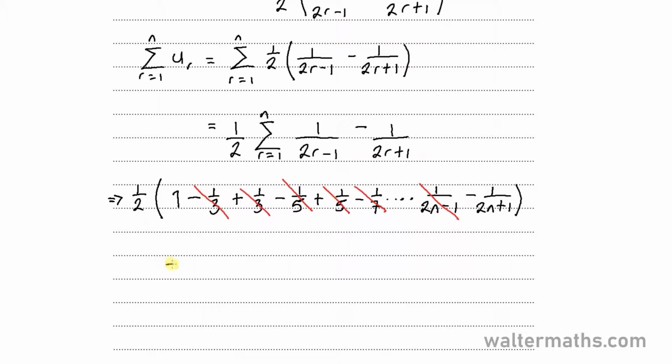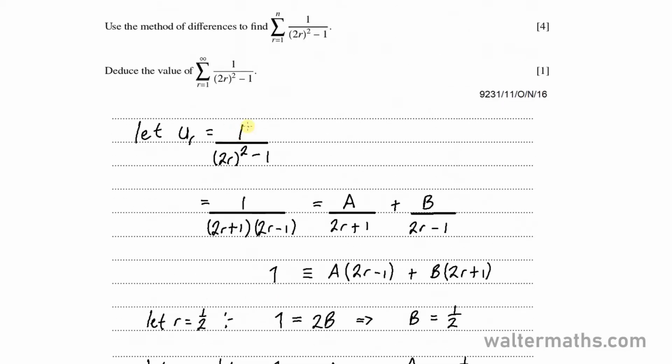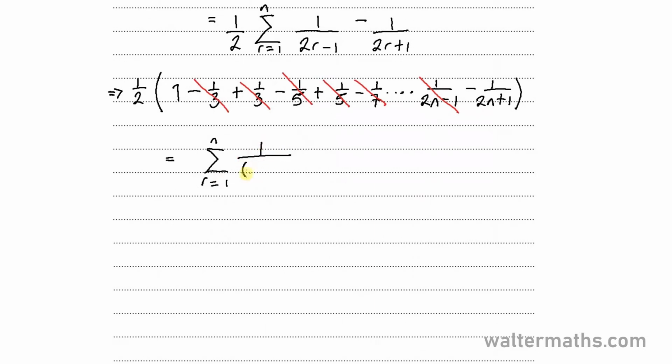So we can say, for our final answer, the summation from r is equal to 1 up to n of u sub r, and remember, u sub r is 1 over 2r squared minus 1, is equal to a half of 1 minus 1 over 2n plus 1. So that's the answer we obtain by making use of the method of differences. So we are done here for this first part.